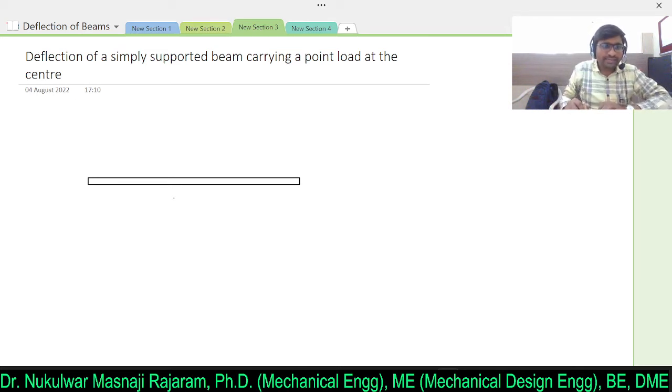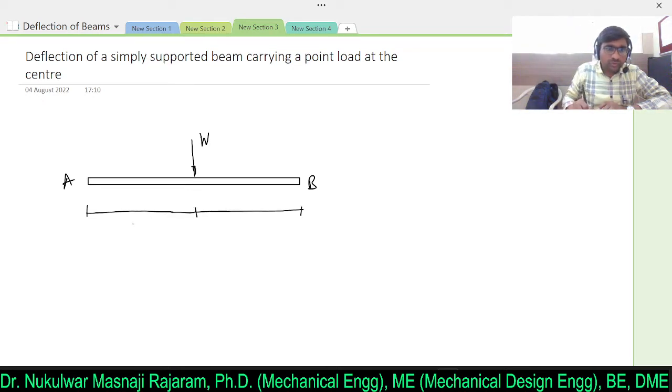So let's say this is beam AB having a point load at the center. Let's say the point load is W. Now, the entire length of the beam is L, so here I will consider L by 2 and L by 2. The point at the center where the load is acting is C.